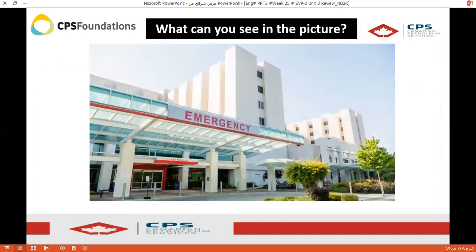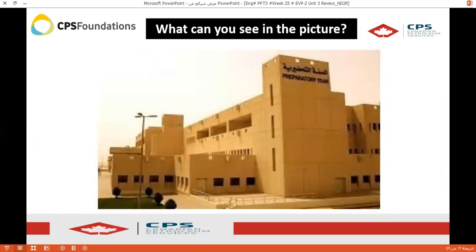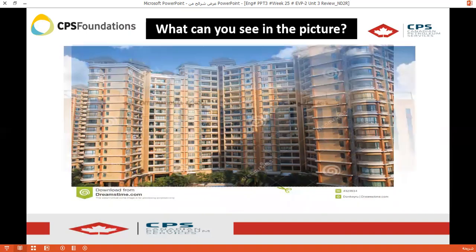What can you see in this project or this picture? It's a hospital because you can see the word emergency. What can you see here? This is an airport. You can see an airplane. What can you see here? This is a training center, and you can see the name of the training center. What can you see here? This is a building or a block of apartments.